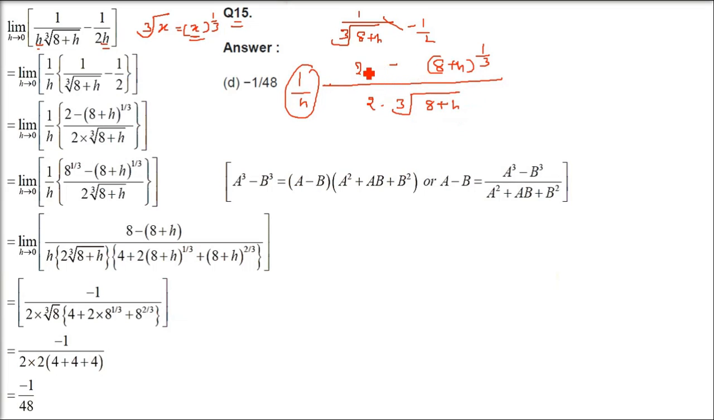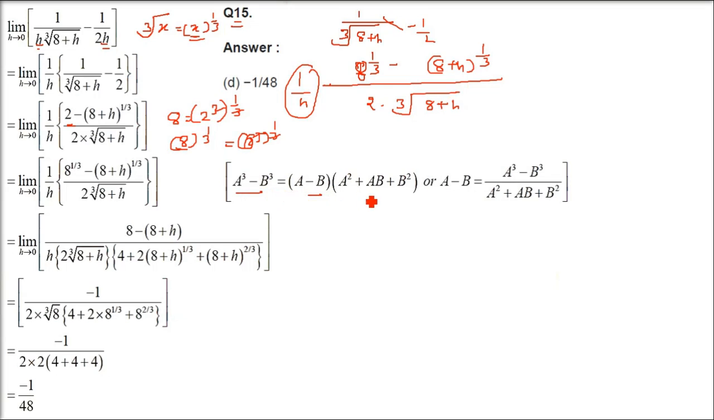Now we have to have a concept here. How can we write this 2? You know that 8 is 2 cube. So 2 cube to the power 1 by 3 is going to be 2. So 8 raised to 1 by 3 is 2. In place of 2, I write 8 raised to 1 by 3 because 8 is 2 cube, 2 cube raised to 1 by 3, 3 gets cancelled, so 2 will come.